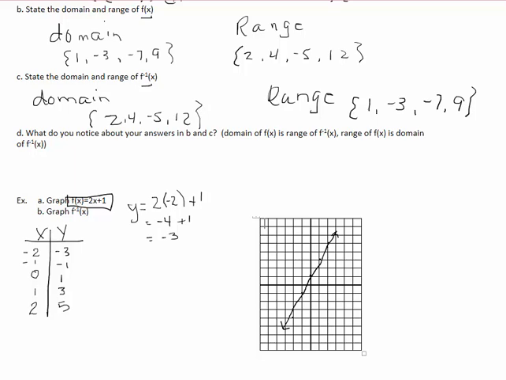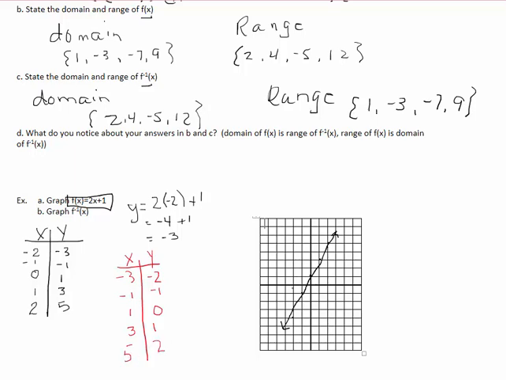I'm going to switch colors to show the inverse of that. So my table of values without having to calculate is quite easy because I just switch my input and output values. So now this is going to be negative 3 and negative 2. Negative 1, negative 1, 1 and 0, 3 and 1, and 5 and 2. And then we graph those the exact same way.